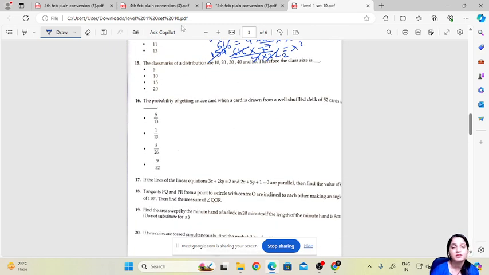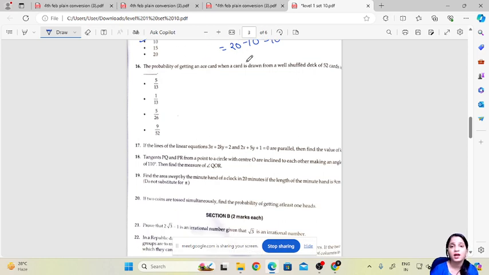Okay. The class marks of a distribution are 10, 20, 30, 40 and 50. Therefore the class size is, if I take 10 to 20, class size is upper limit minus lower limit. So 20 minus 10, which is 10. Okay. Then the probability of getting an ace card when a card is drawn from a well shuffled deck of 52 cards is, okay, probability of getting an ace. How many aces are there? 4 aces are there upon 52. So it is 1 upon 13 is the answer.